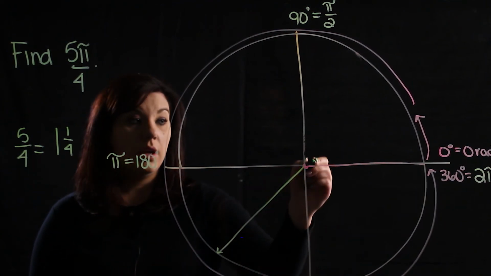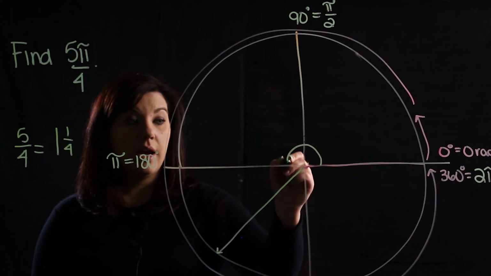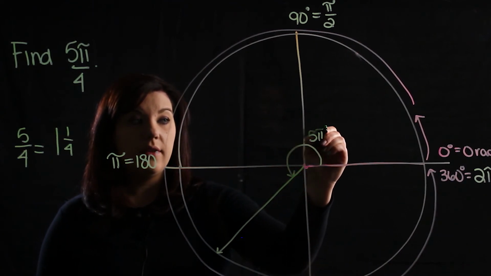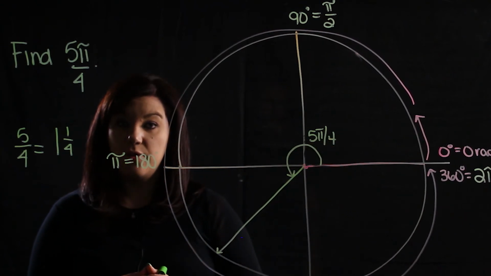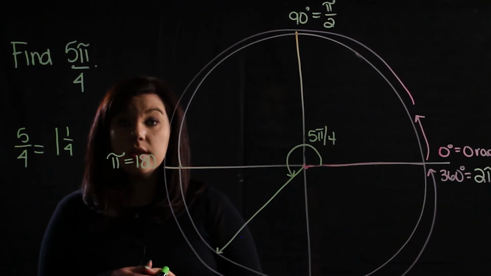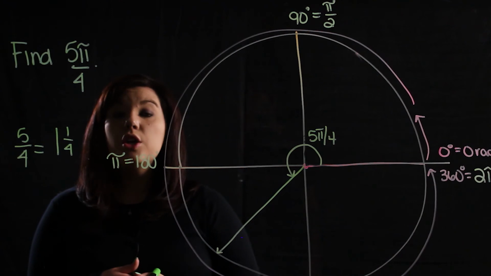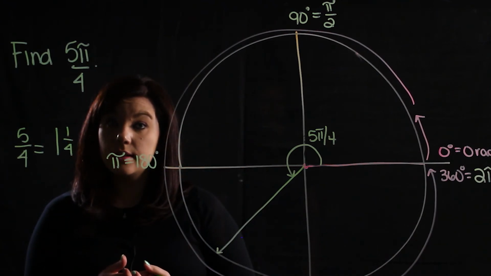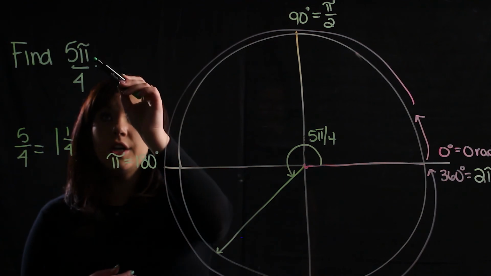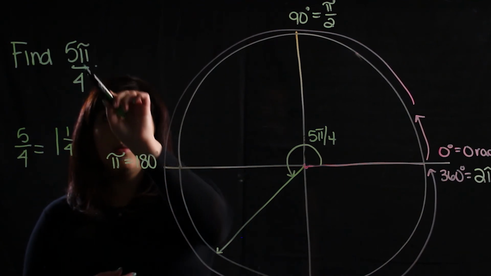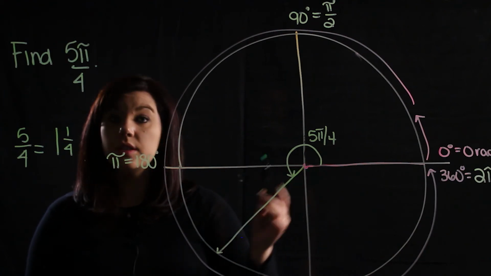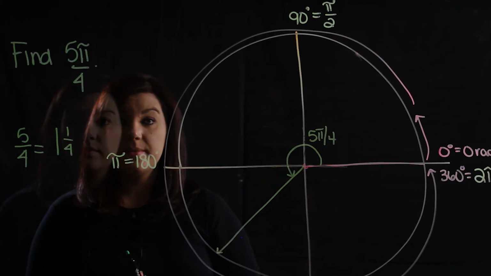So from the 0 counterclockwise to here would have a measure of 5/4 of pi. Another way that you can think about it, if it helps you, you can remember that pi is the same thing as 180 degrees. So if you take 180 and multiply it by 5 and divide by 4, you would get the equivalent degree measure at that angle.